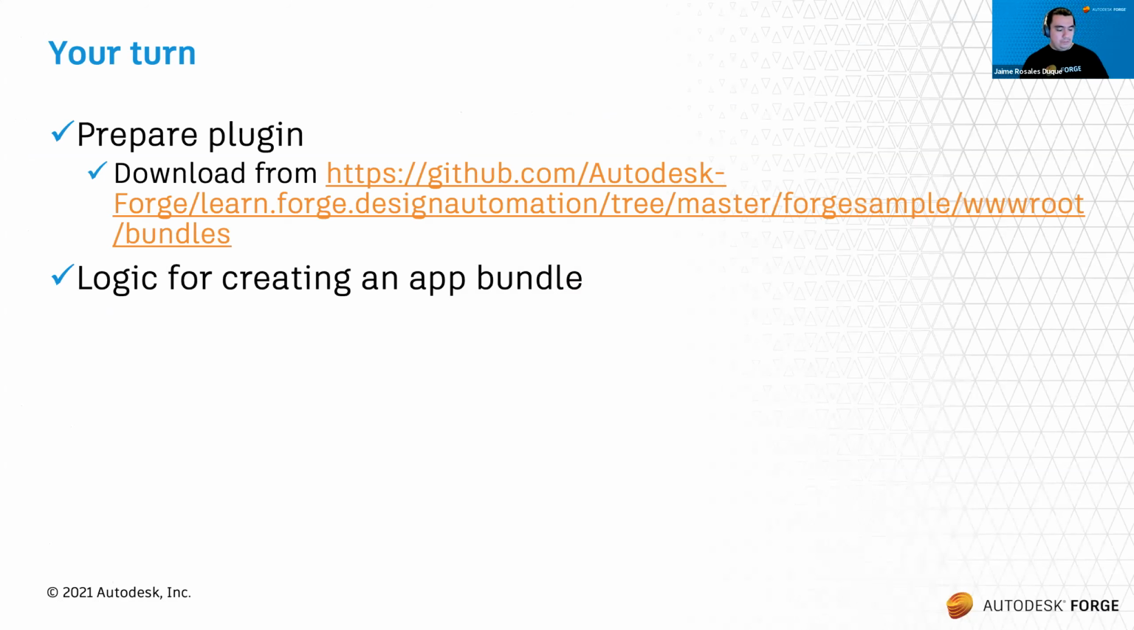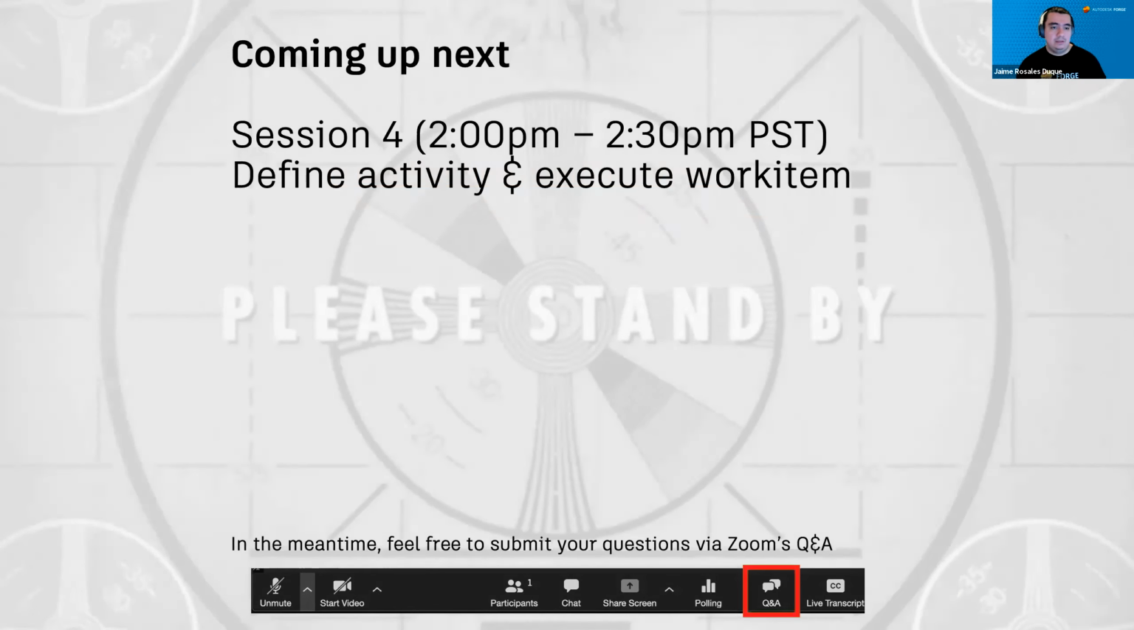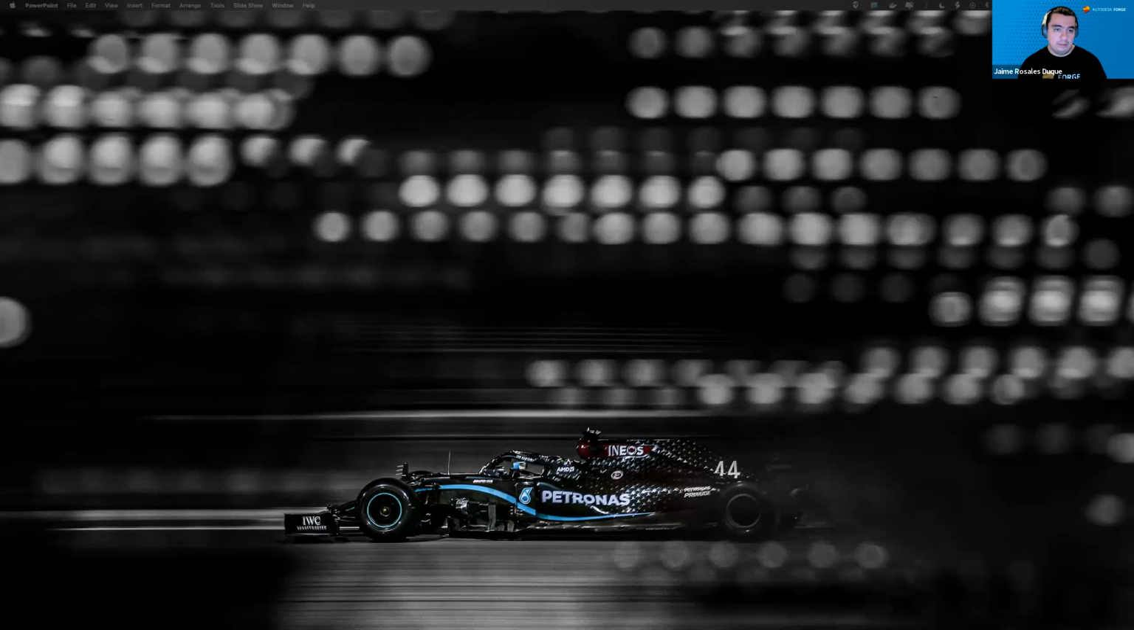Okay, so it's your turn now to prepare the plugin. When I say prepare, it's just obtain the app bundle and set it up in the right location, so that whenever you run the application, you will have that available for you to select once the buttons start working. And then also the logic for creating the app bundle itself. And then after that, let me change the time, because right now I'm going to have to make you wait for a long time.